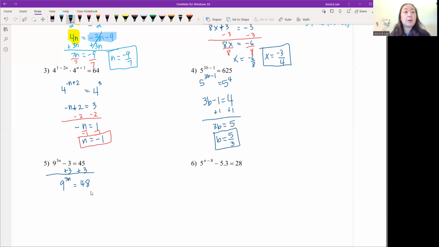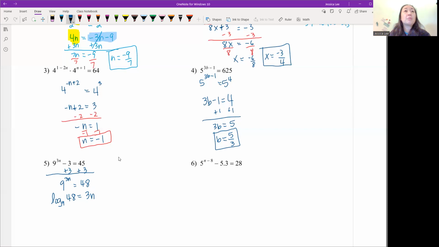We're going to change this to log form. So if you cannot make them the same base, and even if you can, like for number 4, if you'd rather just change it to log form, do it, right? That's totally fine. So again, remember changing to the log form. So that's going to be log. Without the log, you can't have log form, right? Make sure you write the log in there. So our base is 9, so that's going to be our base of the answer, which is 48, is equal to 3n. So it is equal to the exponent.